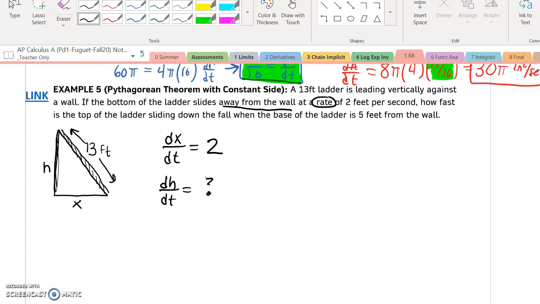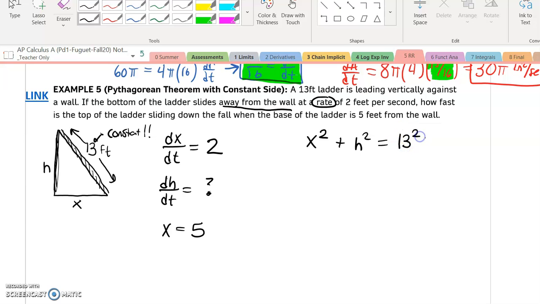All right. And the last information that they gave us here is that the base of the ladder is 5 feet from the wall. So that's just going to be the x value. All right. So let's go ahead and look at our Pythagorean theorem. So it's going to be x squared plus h squared equals, now normally you would write z squared or c squared, but I want you to remember that this 13 is a constant. It's a constant, and we love constants because that's one less thing I've got to take the derivative of.